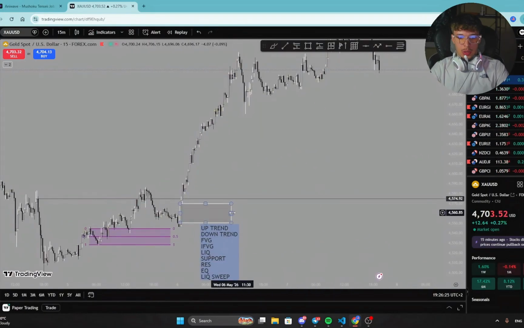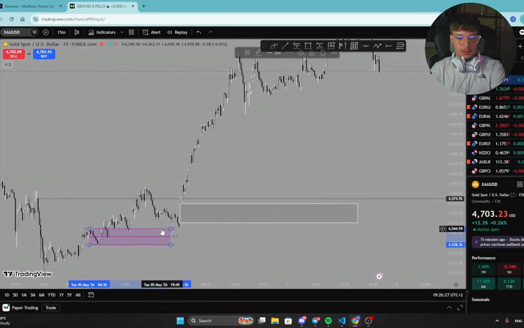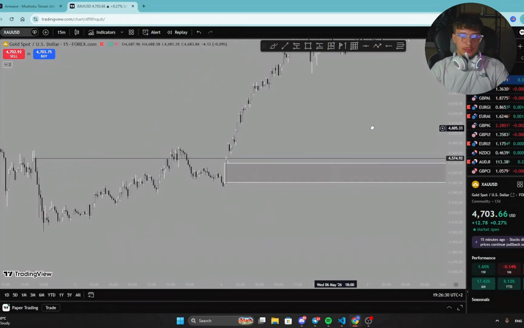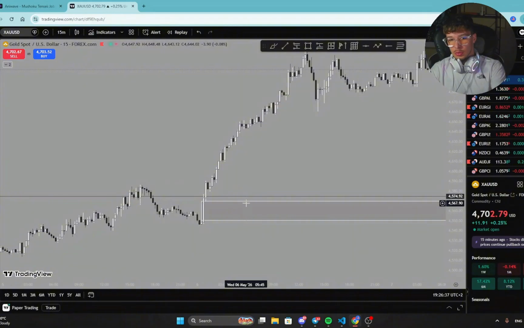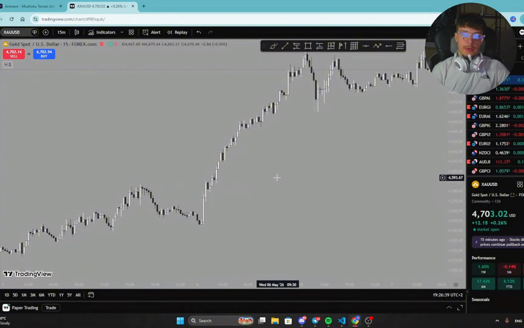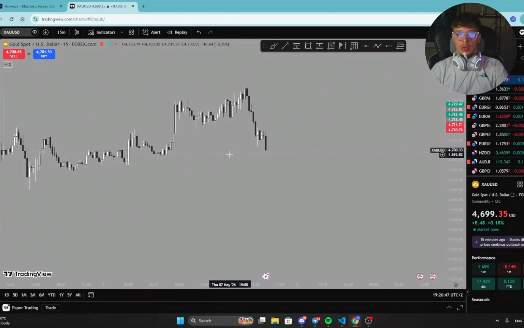As you can see right here, this was from yesterday. We did make a fair value gap right here, but we didn't make a retracement back into it, and that's also normal because not every single fair value gap is going to get filled. Most of them actually won't get filled, and that's the point of it. You need to mark them out and wait for price to come back into it and then see if anything happens. Are you getting a reaction off of it, or are we going to make an inverse fair value gap? That's on you.